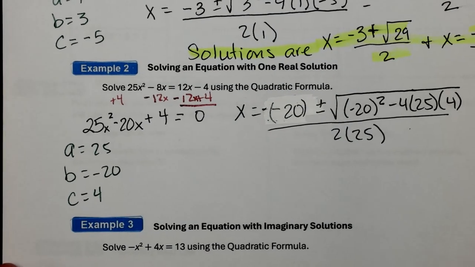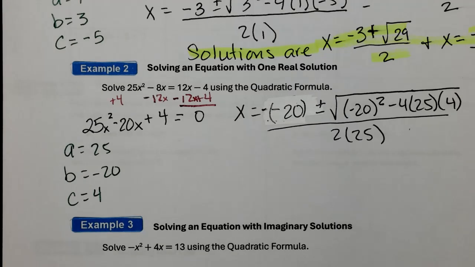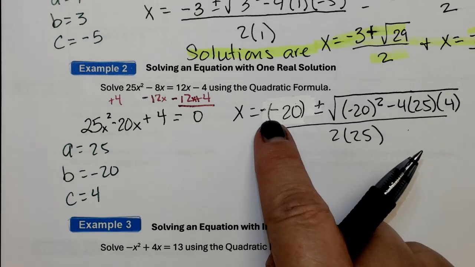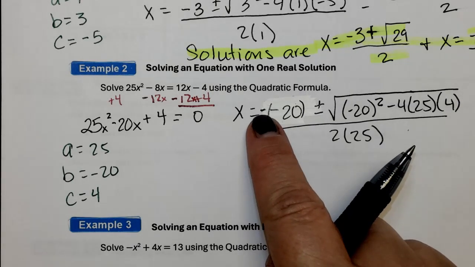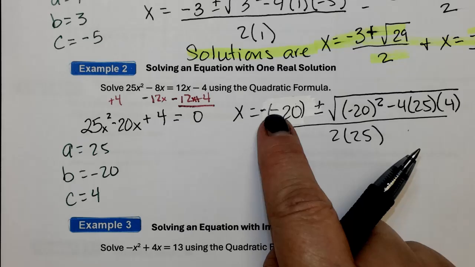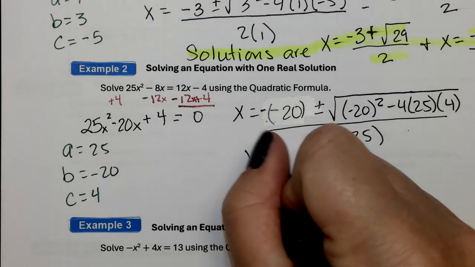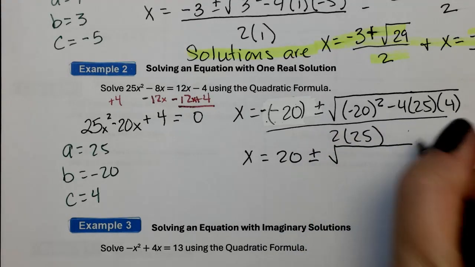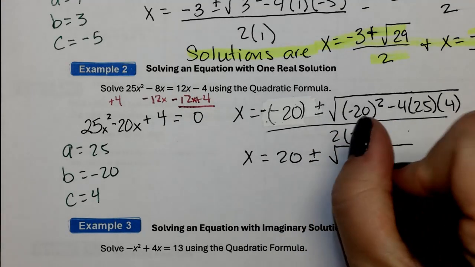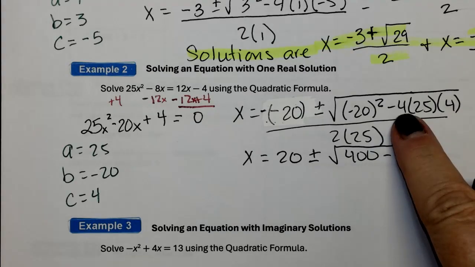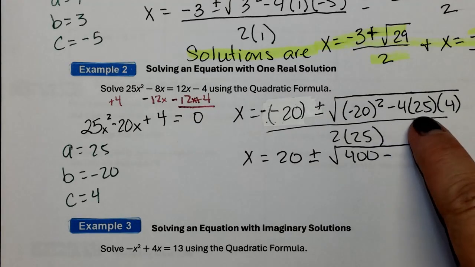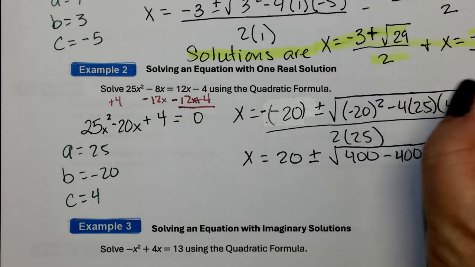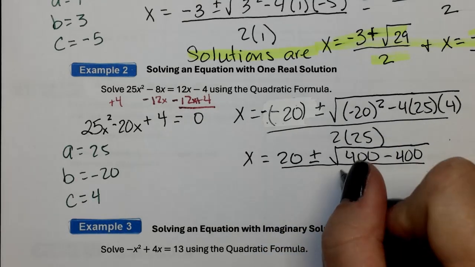All right, so this is what it should look like when you have it set up into the quadratic formula. Now you have negative 20, so this is another common mistake. When your B value is negative, don't forget it, because the formula is negative B. So this becomes 20 plus or minus the square root. So negative 20 times negative 20 is positive 400, minus 4 times 25 times 4. So 4 times 25 is 100. 100 times 4 is 400. And then all over 50.